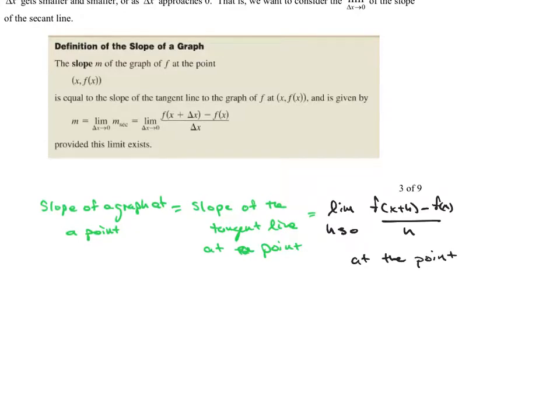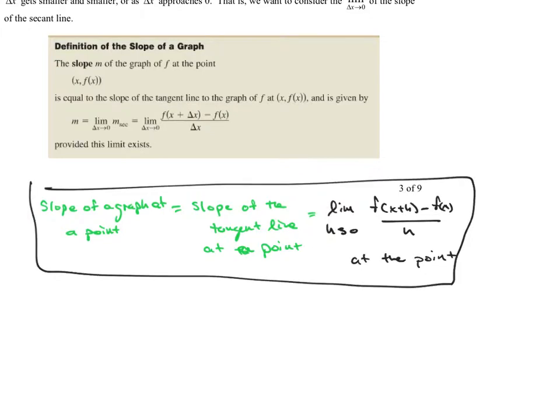So they use delta x. So they say delta x goes to 0. I say h's. And I like it much, much better with those h's. But here's what we've determined. The slope of the graph is the slope of the tangent line, which is the limit as h approaches 0 of f(x plus h) minus f(x) all over h. That's a summarization of that page.